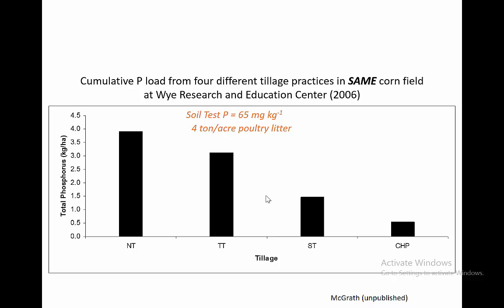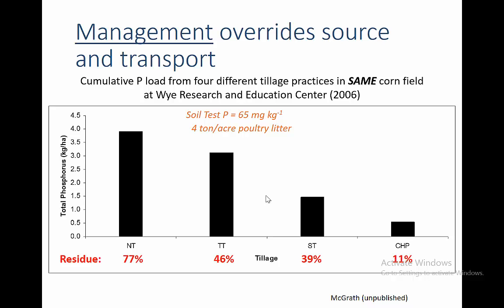And this is an example. This is some data from Josh McGrath that was unpublished. He did it out at the Y. So this is the same field, moderate soil test P, same source of soil, same source of poultry litter applied. Obviously, it's the same field, so you'd assume that the transport pathways are the same. It got the same amount of precipitation, right? But when we look across the bottom at these different types of tillage, chisel plow, strip till, turbo till, and no-till, and we've got measured phosphorus loss on the y-axis here, we see that there's a difference, because of weather and other reasons.